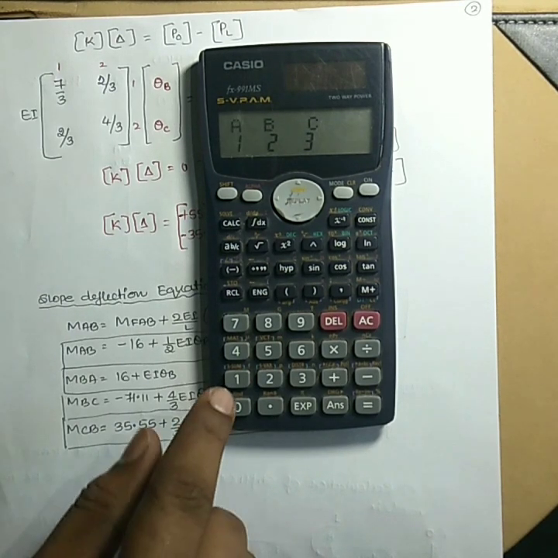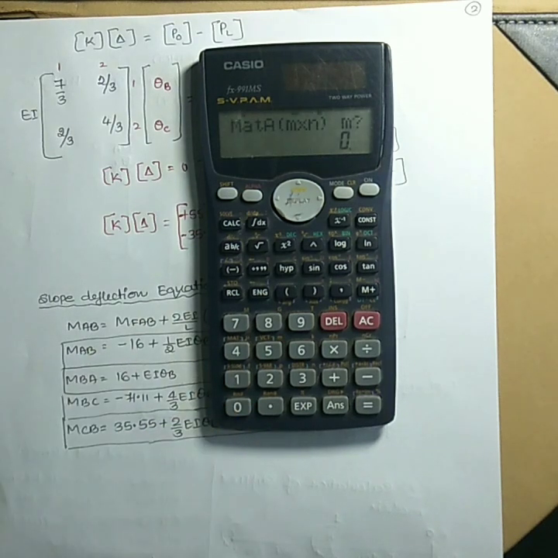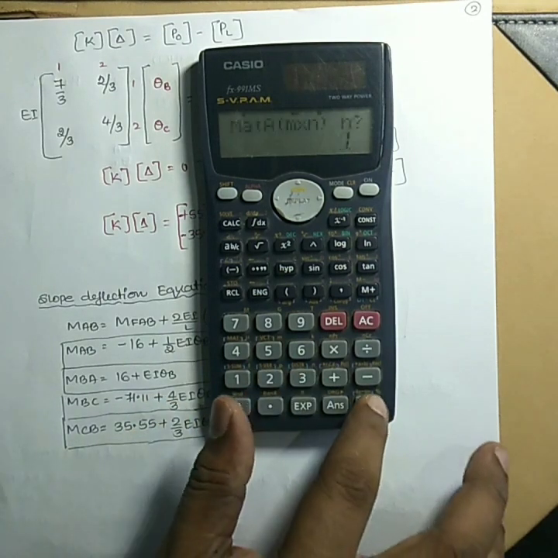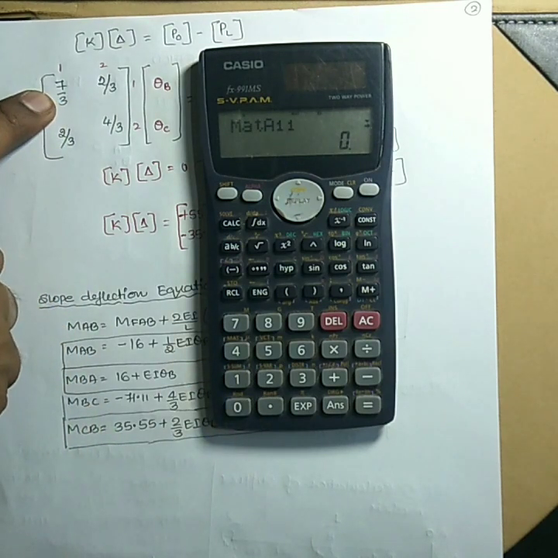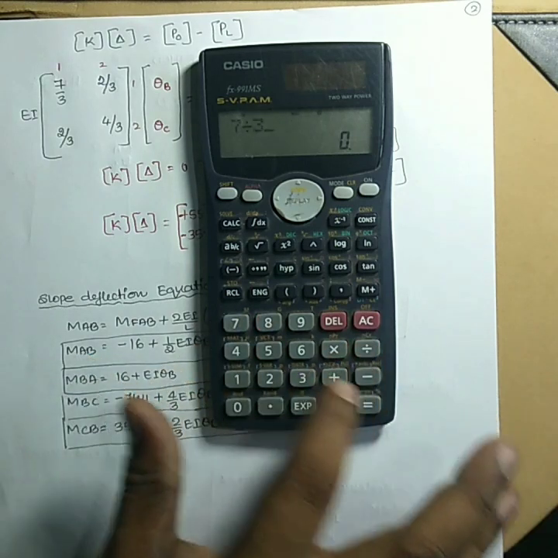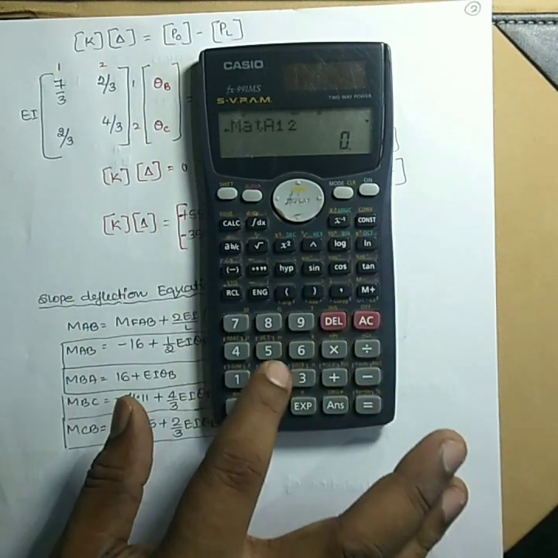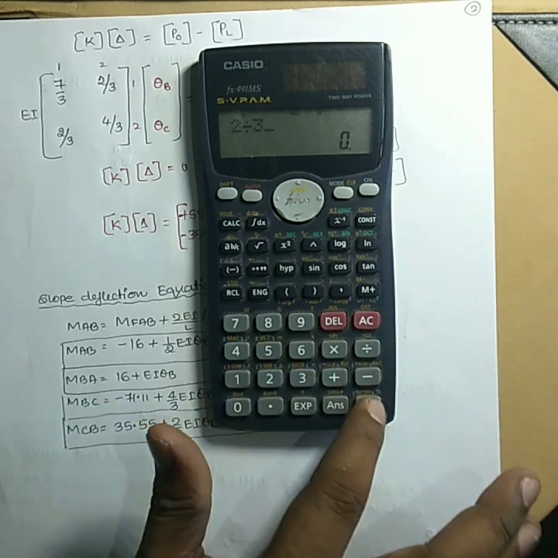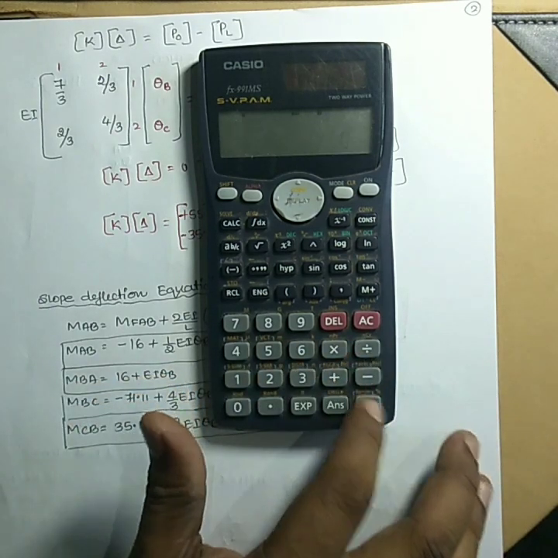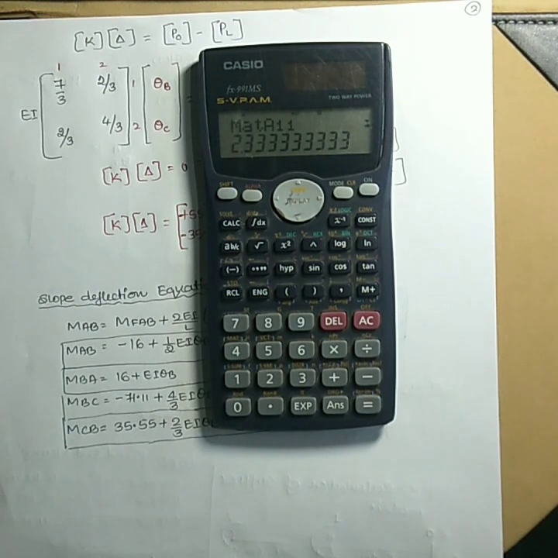So first I will go with the first matrix, matrix A. It asks what the dimensions are. You have a 2 by 2 matrix, so M is 2 and N is 2. Now it asks for the value of the first element A11. A11 we have here is 7 by 3, so I will input 7 divided by 3, then press equal. It will ask for the second element, which is 2 divided by 3, the third is also 2 by 3, and the fourth is 4 by 3. So now we have stored the matrix in A.